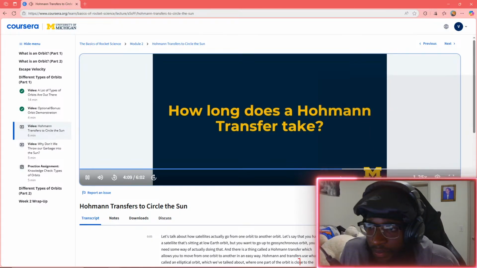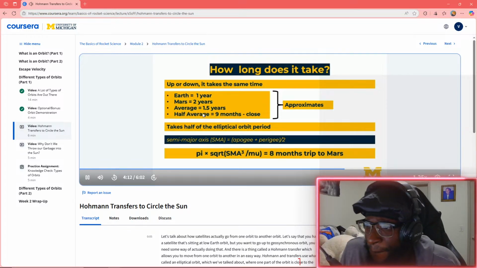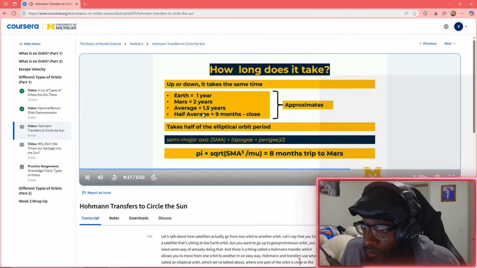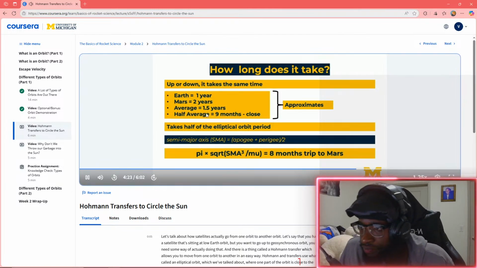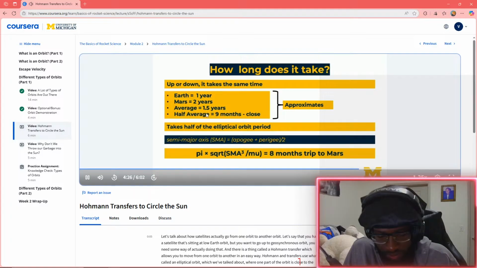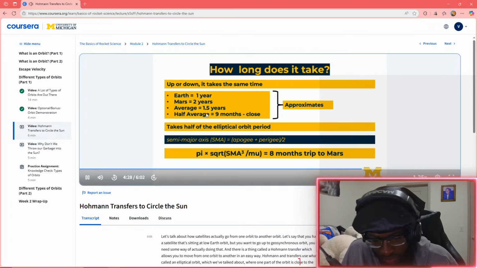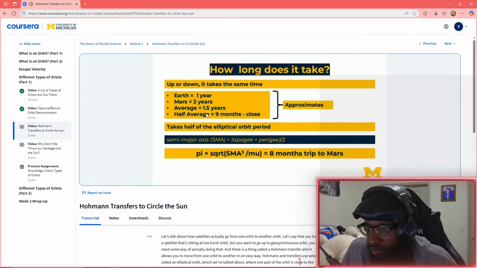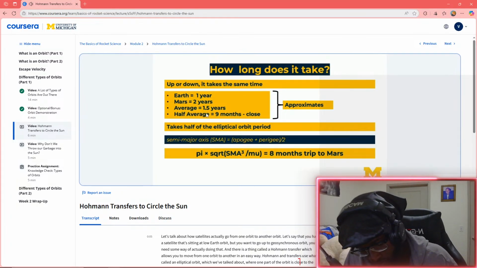How long does a Hohmann transfer take? Well, you can sort of guesstimate how long it takes. You can approximate it by basically saying, like, Earth has a 1 year period, Mars has a 2 year period. If you average those, it's about 1.5 years, which is about 18 months. And then because you're only going half the elliptical orbit, you divide that by 2, and that's roughly 9 months, which is pretty close to the answer.